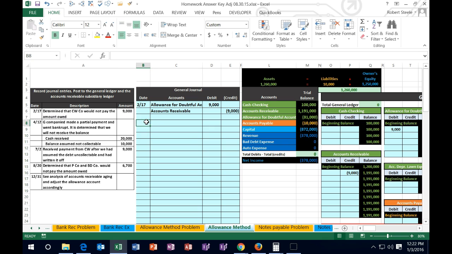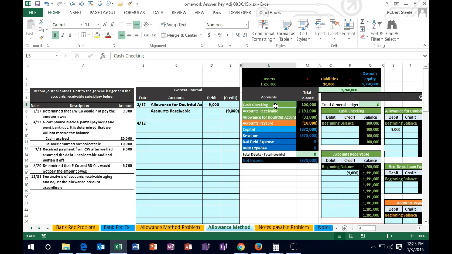We have on 4/12, G Company paid a partial payment and went bankrupt. It is determined that we will not receive the balance. So G Company paid us the $20,000, and then we're assuming we're not going to get the balance, the difference of $10,000. So the questions we're going to go through is cash affected. Yes, we got money, we've got $20,000, so cash is going to go up. Cash is a debit balance.